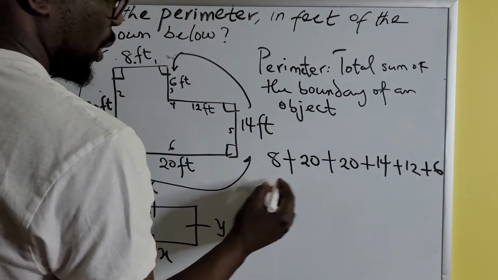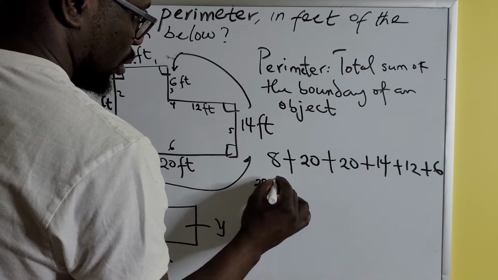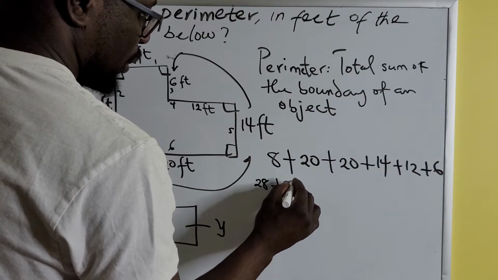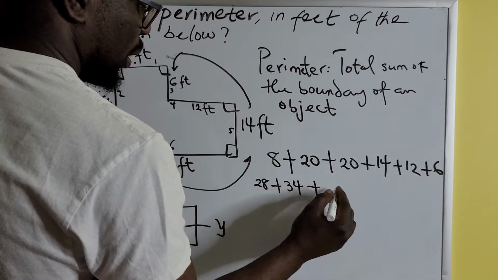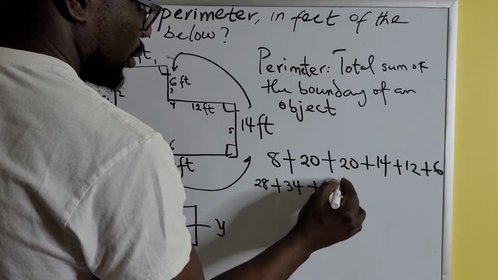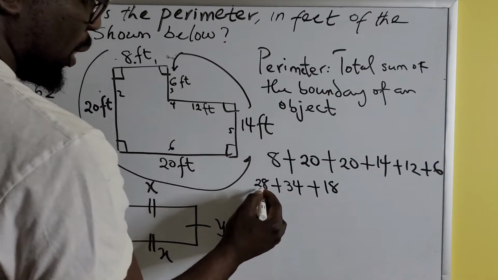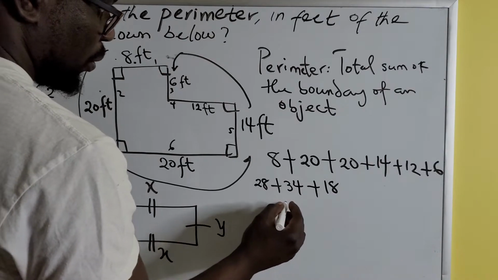So 8 plus 20 is 28. 20 plus 14 is 34. 12 plus 6 is 18. Am I correct? Yeah, correct. So 28 plus 34 is what? 62.